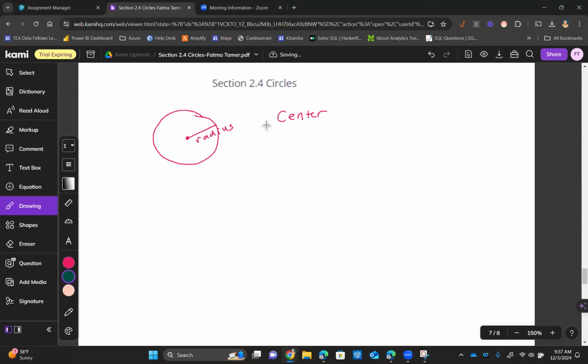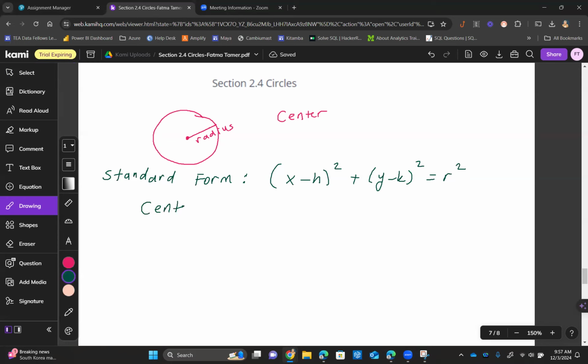Now, what we need to know about circles is the standard form of the circle. The standard form of the circle equation is represented as x minus h squared plus y minus k squared is equal to r squared. Here, the center of the circle is h comma k, and r represents the radius.